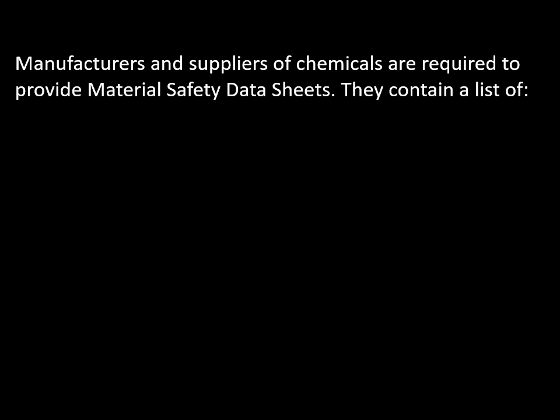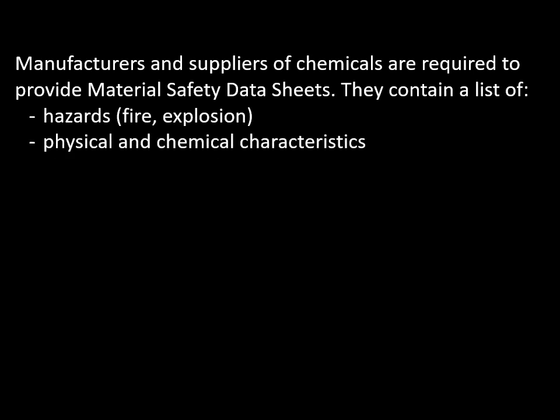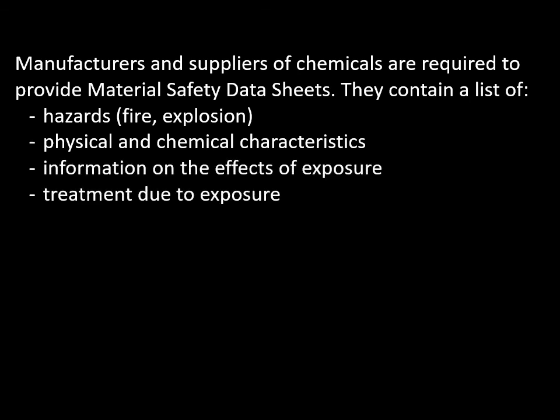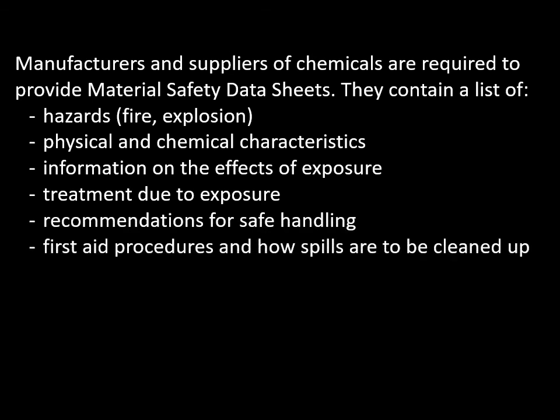Manufacturers and suppliers of chemicals are required to provide material safety data sheets. They contain a list of hazards, including fire and explosion, physical and chemical characteristics, information on the effects of exposure, treatment due to exposure, recommendations for safe handling, first aid procedures, and how spills are to be cleaned up.